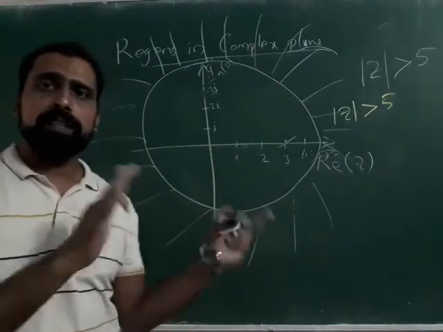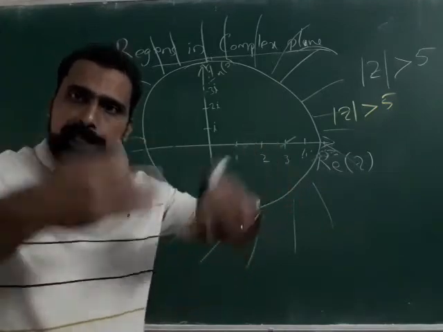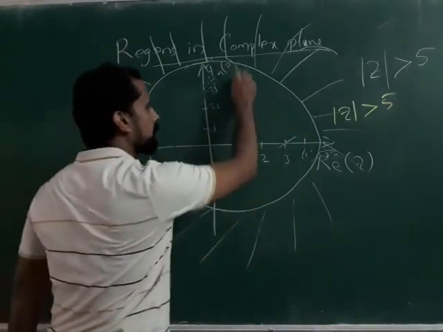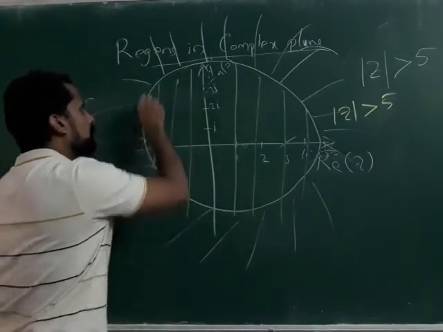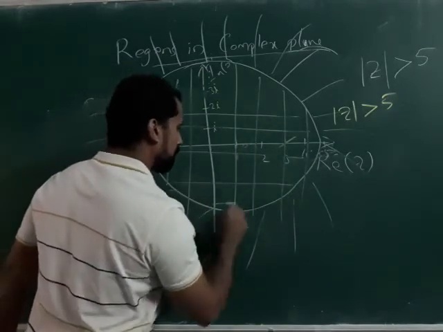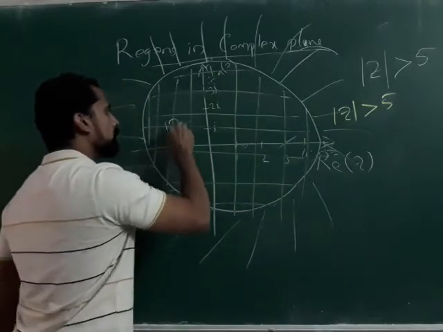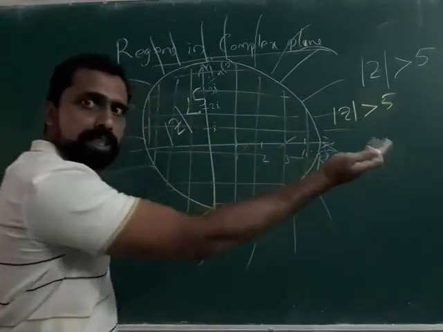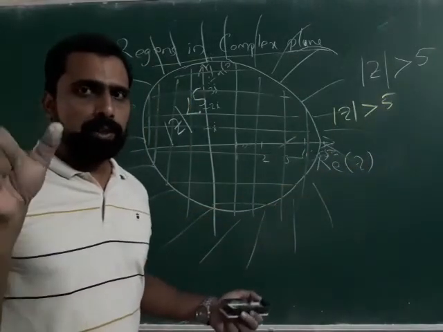Now just the opposite, like before. If your mod z is less than 5, then what will you include? You have to include this inner region. Okay, so this is mod z less than 5, and outside is mod z greater than 5. You understand how it is coming? Mod z I already told.